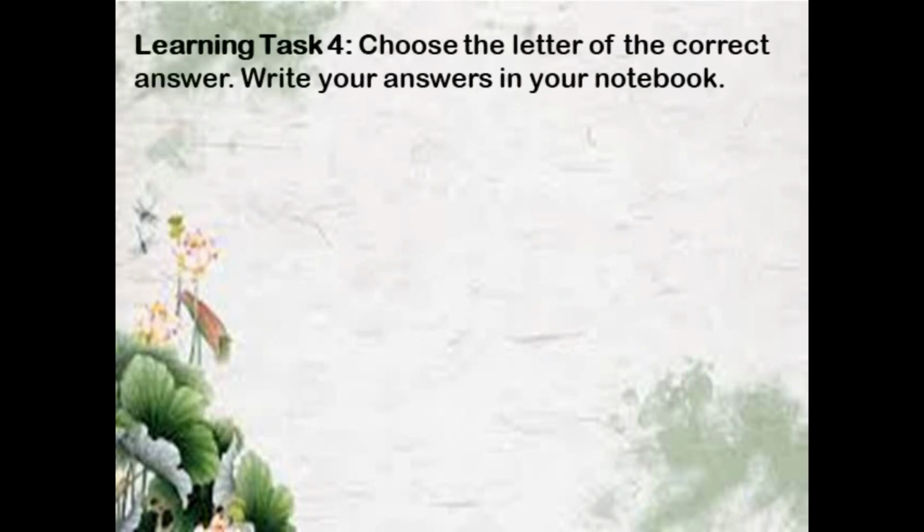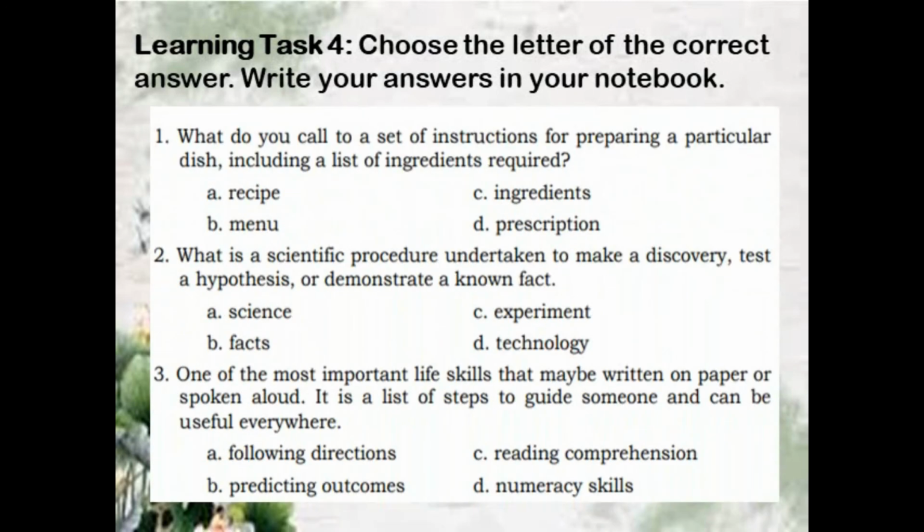Learning Task 4. Choose the letter of the correct answer. Write your answers in your notebook. 1. What do you call a set of instructions for preparing a particular dish, including a list of ingredients required? A. Recipe. B. Menu. C. Ingredients. D. Prescription.